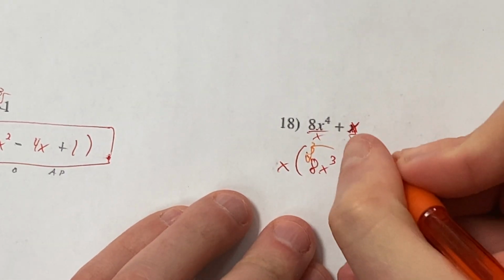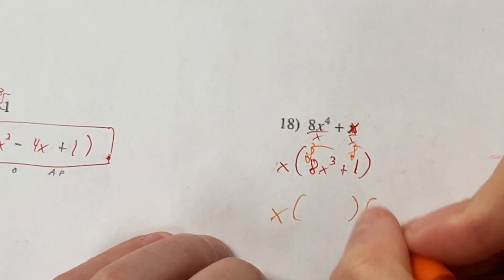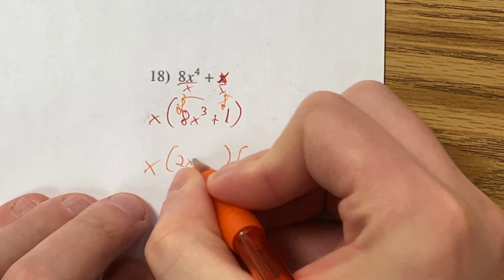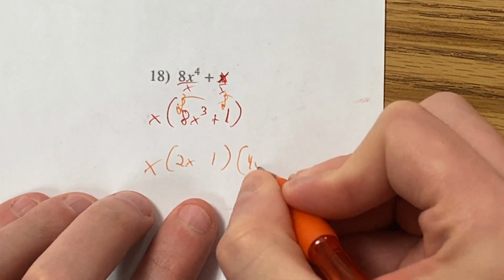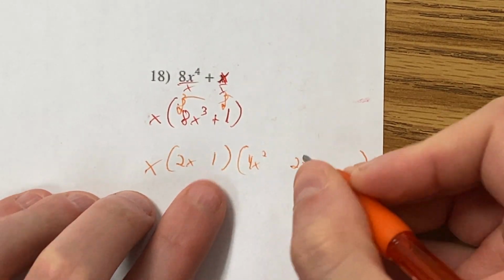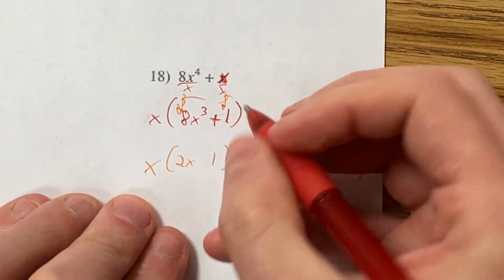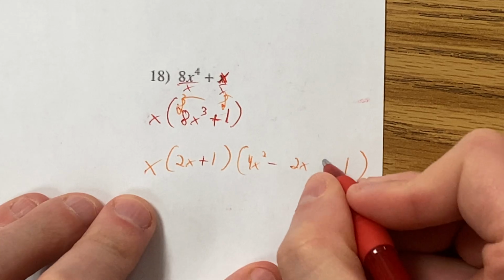So then cube root, 2x and 1, 4x squared, 2x and 1. This is a plus, so same, opposite, always plus.